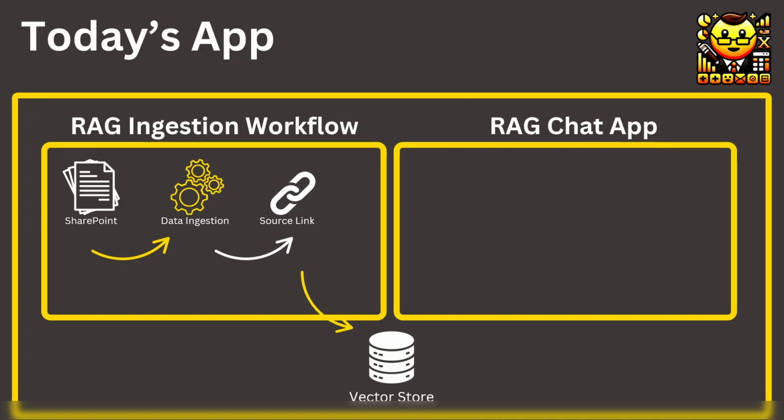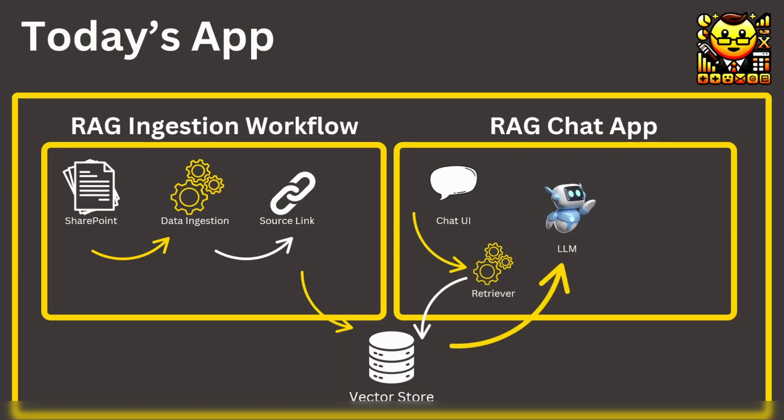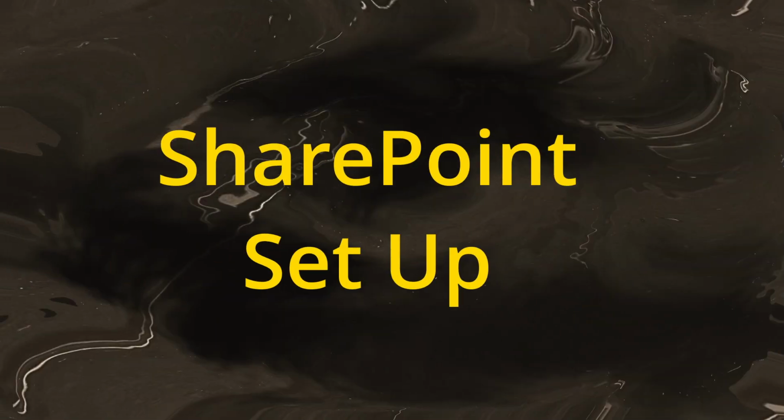In the RAG chat app, we will have a chat user interface where a user can send a message. That message is first sent to a retriever to retrieve data from the vector store. That is then passed to a large language model, which generates a response to the user that is then rendered again in the chat user interface.